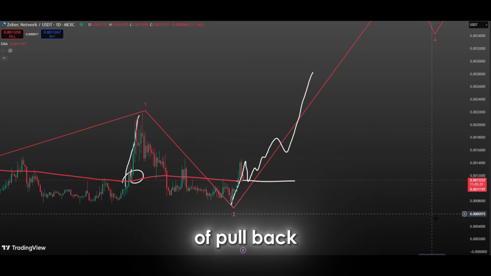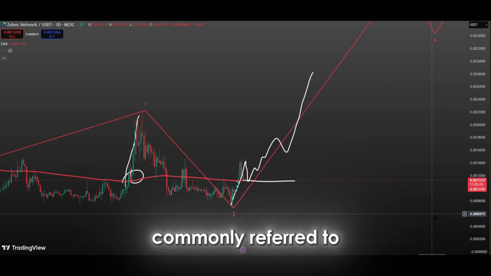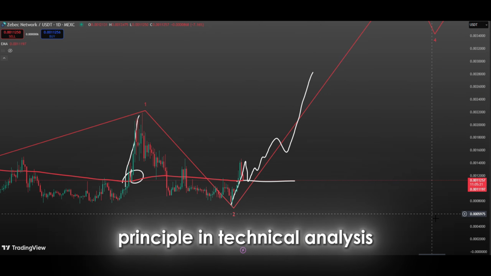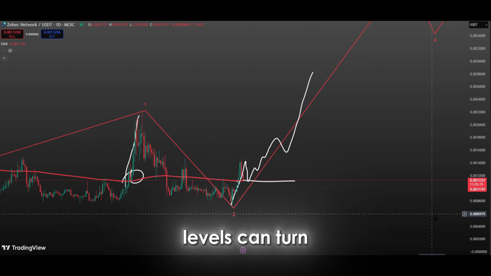Additionally, this type of pullback and rebound scenario often creates a visually appealing structure on the chart. This structure is commonly referred to as a break and retest formation. If this formation is successful, it supports the principle in technical analysis that previous resistance levels can turn into support, potentially opening the door for further upward price movement.